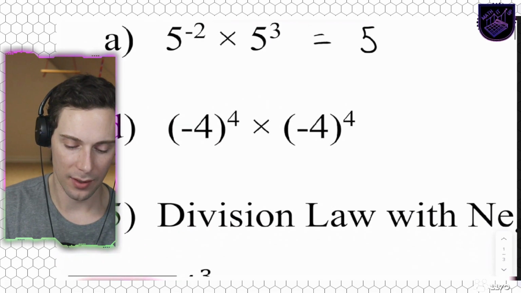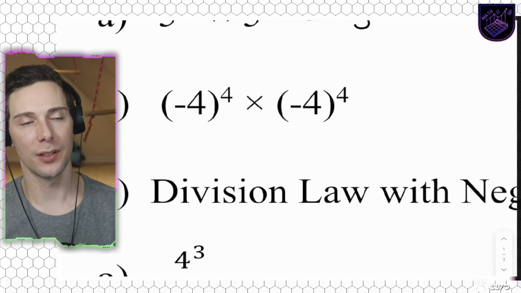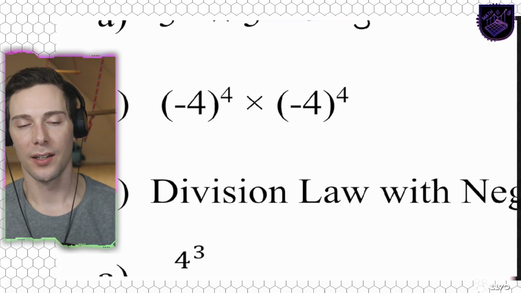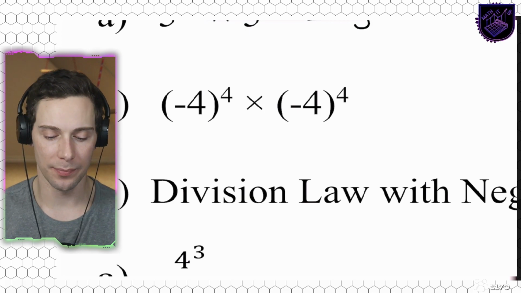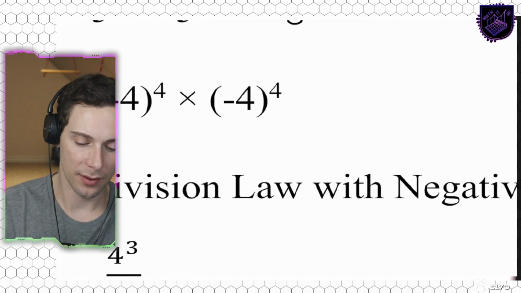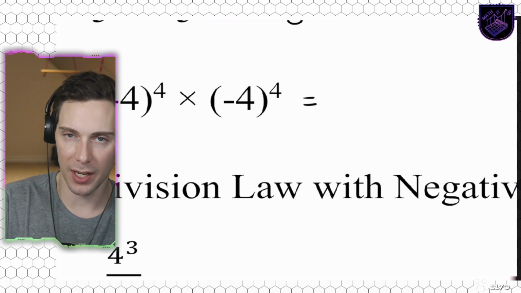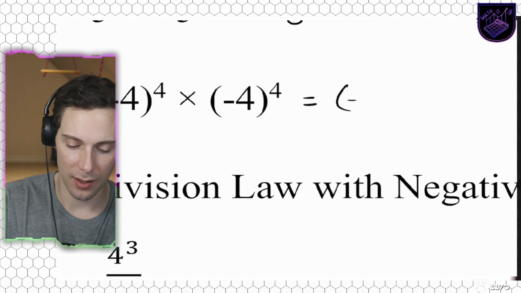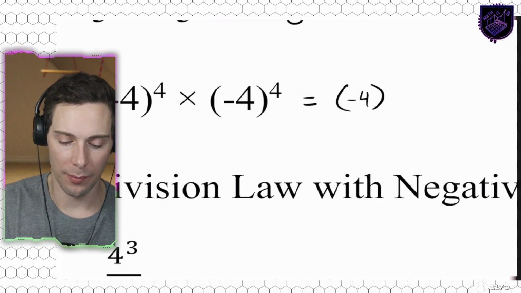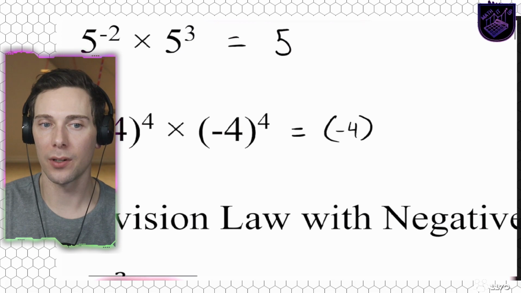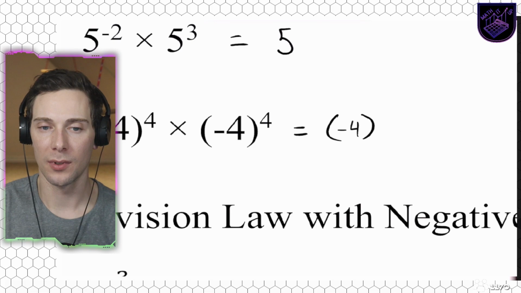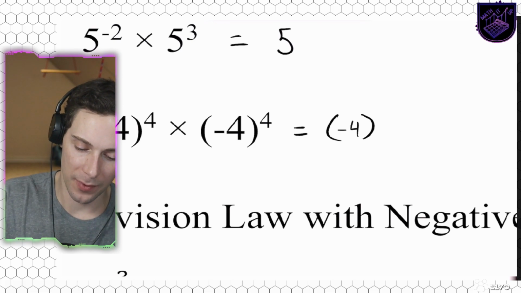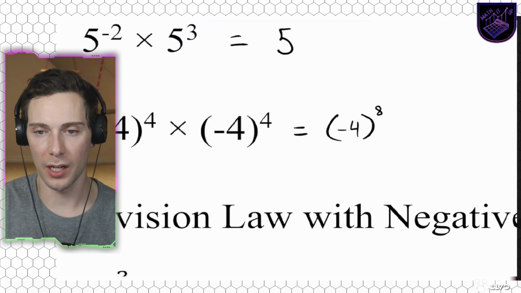Now, this might seem a little bit different, but really it's not. It's negative bases, and there'll also be some negative exponents as well. When you multiply these two together, you're going to still be same base. The base is going to be -4. And when you're using the multiplication of exponents law, you're going to add the exponents. So this is going to be -4 to the power of 8.